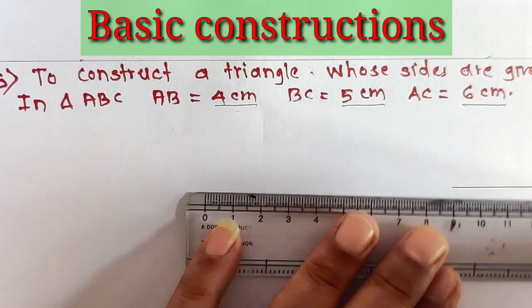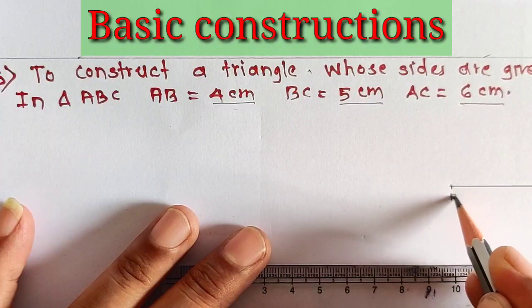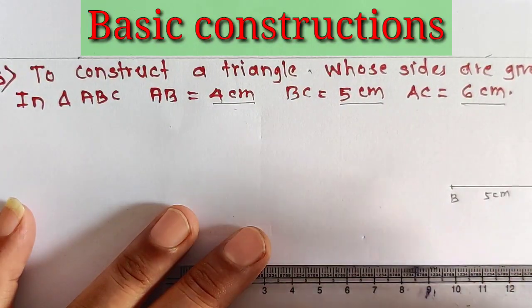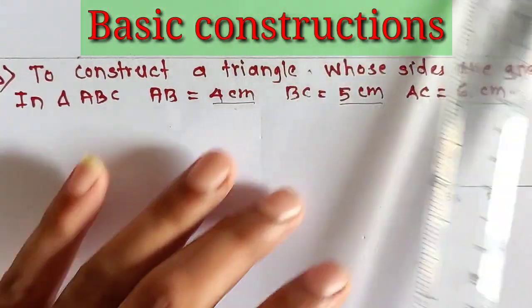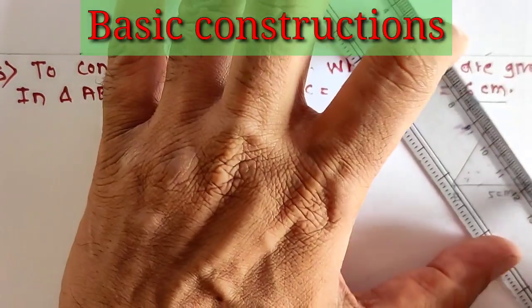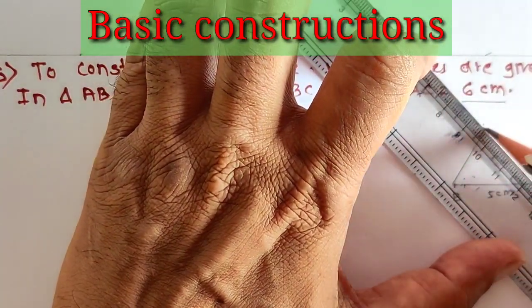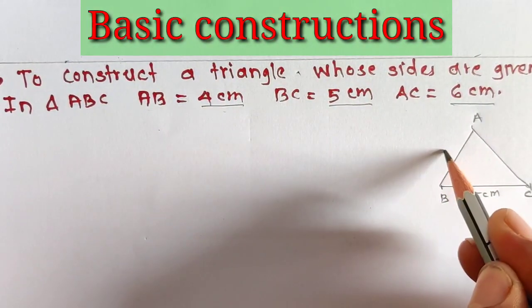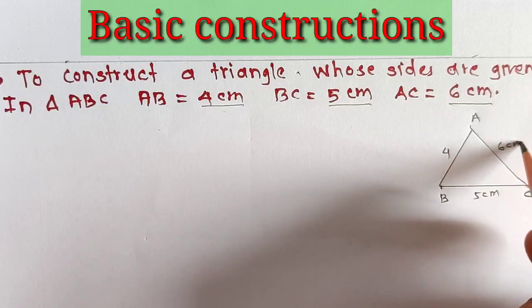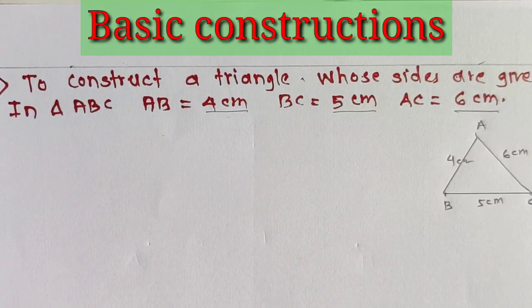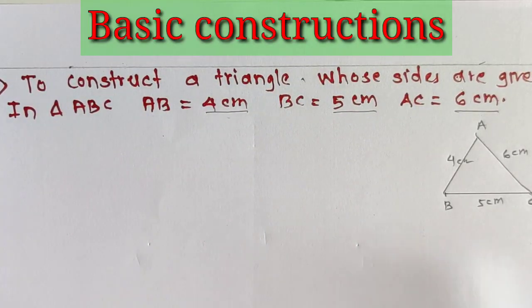Suppose this is BC. BC is equal to 5 centimeter. Then here it is A. Here this is AB, and here it is AC. So here first draw the rough figure ABC. This is 4 and this is 6 centimeter. So this is the rough figure. Now next, we have to construct the triangle using this rough figure.